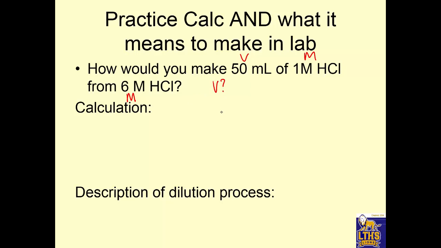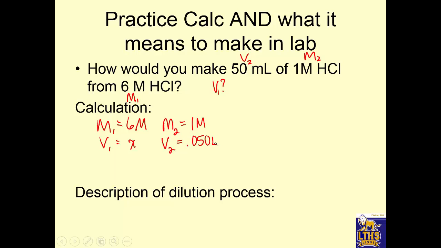All right, so let's decide what we have. These two numbers go together because it says "of that." This looks dilute, so I'm going to put a 2 and a 2. This is concentrated, so it's going to be a 1. So we're missing our V1. The calculation is M1 is going to be 6 molar. V1 is what we're looking for. M2 is going to be our 1 molar HCl, and the volume of the 1 molar HCl is going to be 0.050 liters.